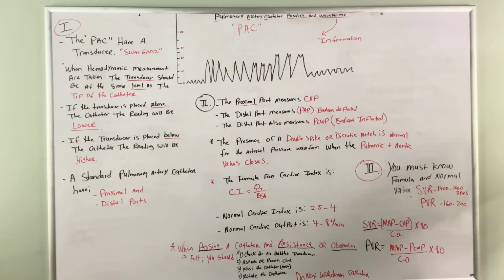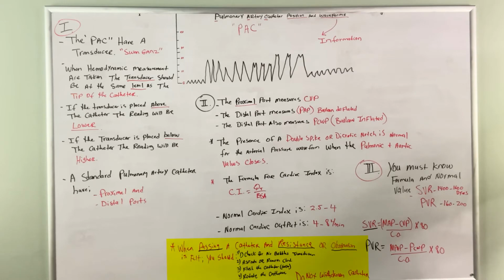In regard to the pulmonary artery catheter, when passing a catheter and you feel resistance or an obstruction, you should do 4 things. Check for air bubbles in the transducer. Aspirate or remove the clot. Occasionally they will get a blood clot. Flush the catheter with saline. And number 4, rotate the catheter.